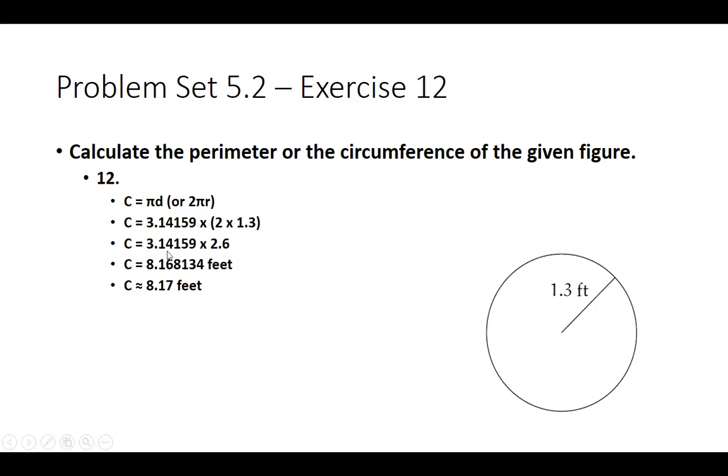We're using 3.14159 for pi. 3.14159 times 2.6 gives us 8.168134 feet. Rounded to the nearest hundredth, that is 8.17 feet.